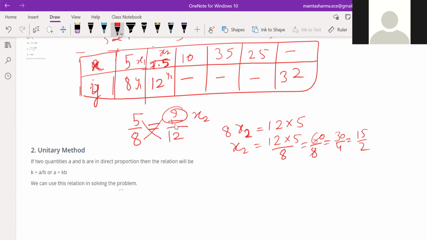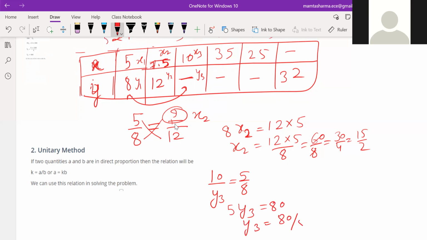Now you have to find out this value, X3, Y3. Y3. So equate these two ratios. The ratio of X3 by Y3 should be equal to 5 by 8. All ratios should be equal to 5 by 8. Now again cross multiply. 5 Y3 equals 8 into 10, which is 80. Y3 will be 80 by 5. It can be solved further.